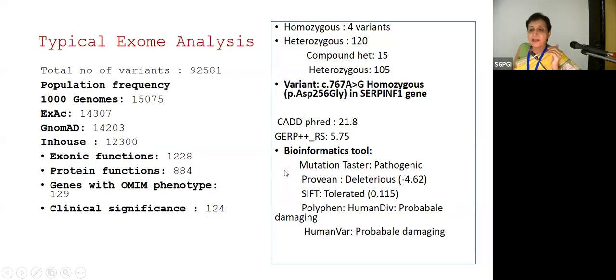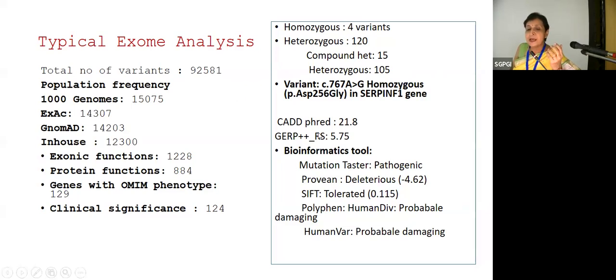Then you work on them, whether your hypothesis is a dominant or recessive disorder, and then you can come to one conclusion. So now this variation, in the SERPINF1 gene, we feel that this is causative for osteogenesis imperfecta in this patient. But this is not reported in any population.